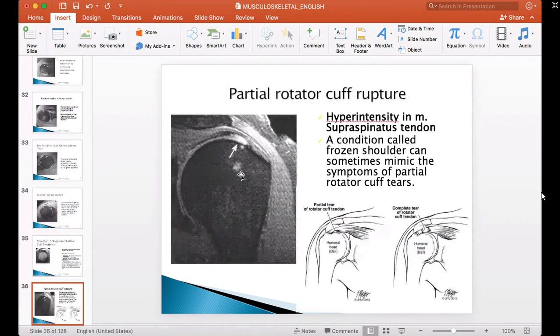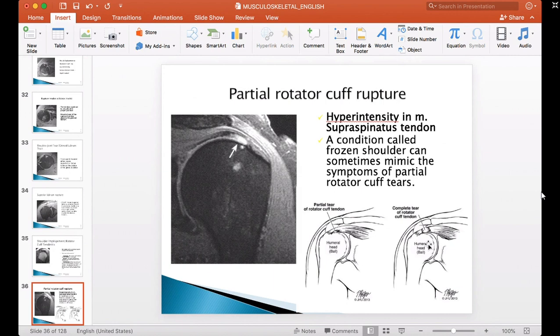Once we can observe a partial rotator cuff rupture, the rotator cuff is mainly formed by the infraspinatus muscles. A condition that mimics this partial rotator cuff rupture is the frozen shoulder. So you can see here a schematic, a nice view of a partial tear and complete tear of the tendon.